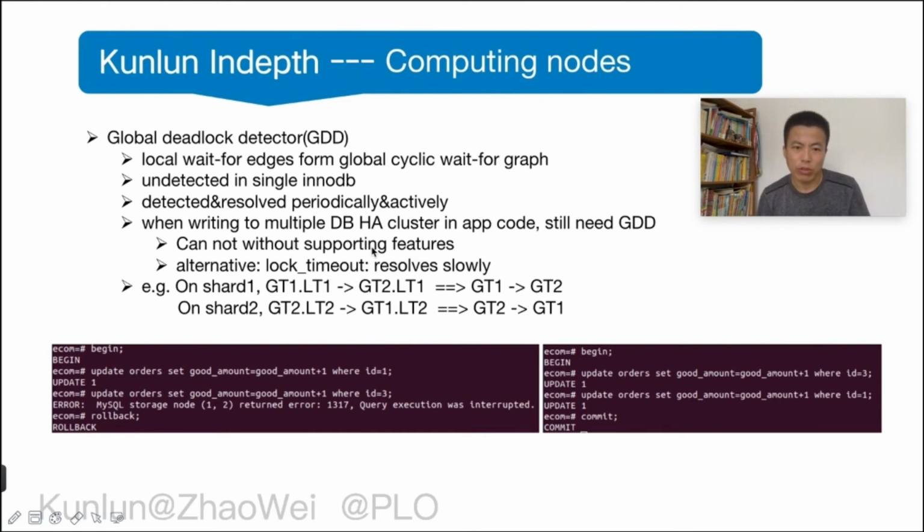The only alternative you have is to use lock timeout. That means you have to wait until one of the statements times out because of the lock timeout. That often takes about 10 seconds or 20 seconds. You cannot set this variable too small, otherwise normal DML statements may just time out when we don't need to. So this is the value of the global deadlock detector in Kunlun computing nodes.